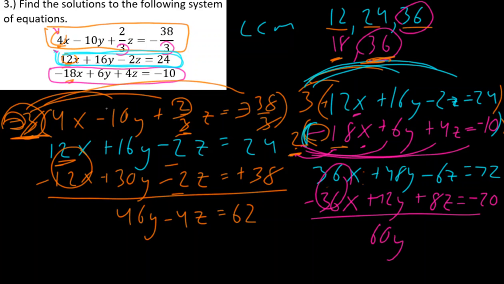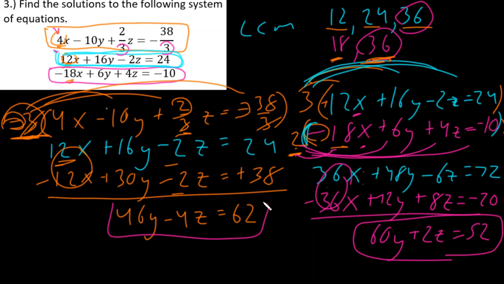And negative 6z plus 8z is going to be 2z is equal to... And 72 minus 20 will give me 52. Well, I now have my 2 by 2 system of equations. Let me pause this and clear this up.